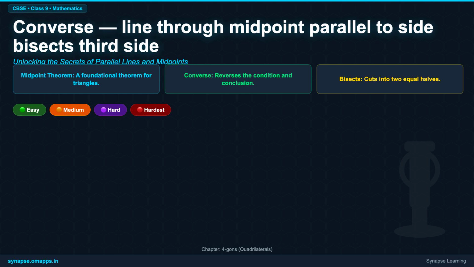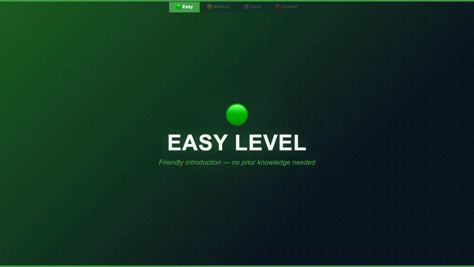Let's unlock the secrets of parallel lines and midpoints. Ready to unravel a fascinating geometric secret? Let's start with the basics of how a special line can perfectly cut a triangle's side.